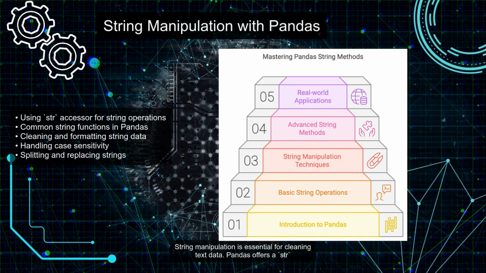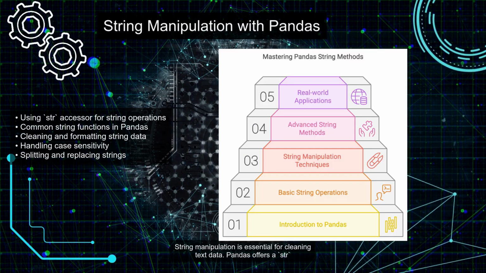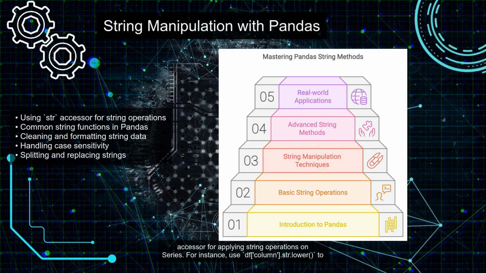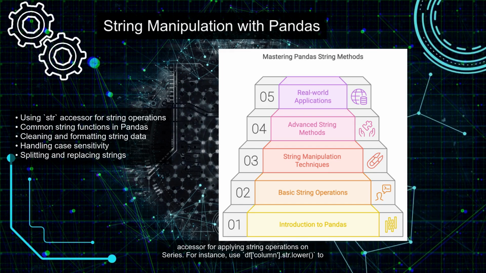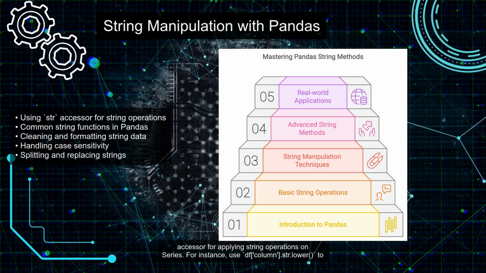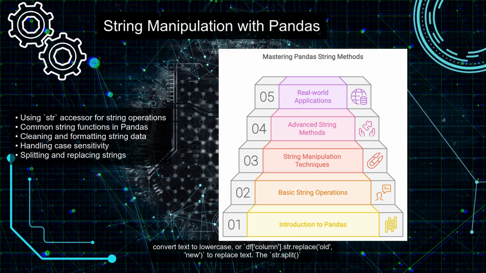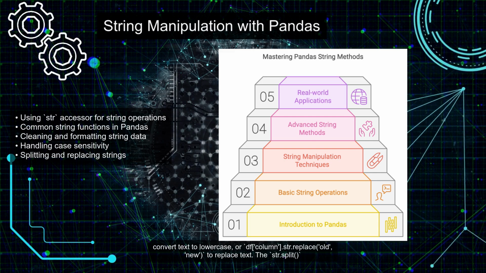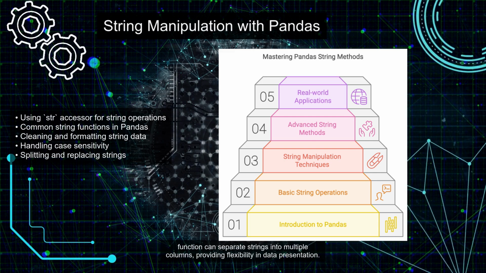String manipulation is essential for cleaning text data. Pandas offers a str accessor for applying string operations on series. For instance, use df_column.str.lower to convert text to lowercase, or df_column.str.replace(old, new) to replace text.